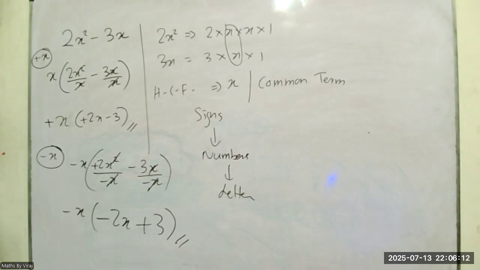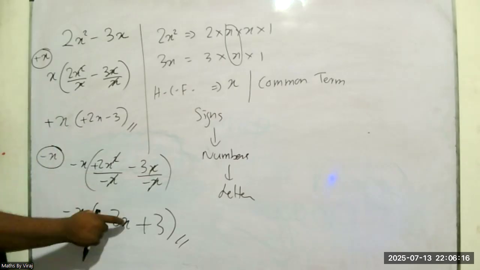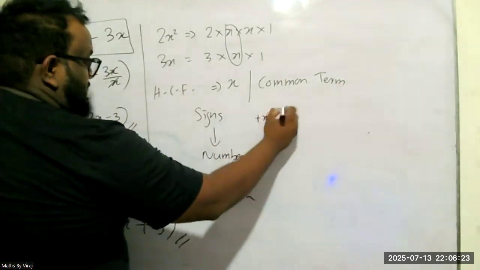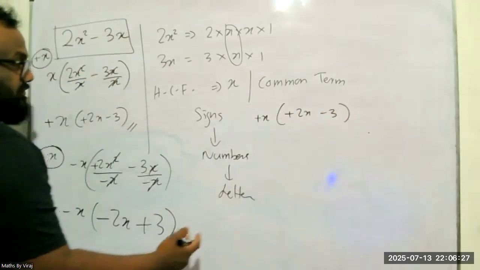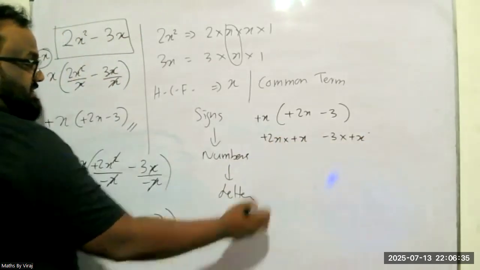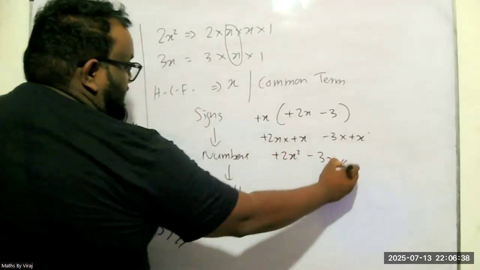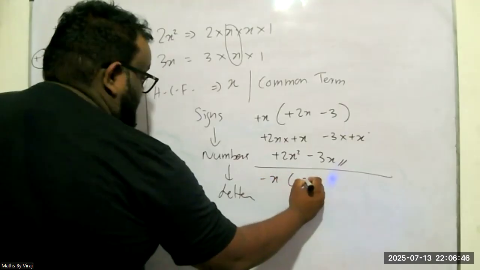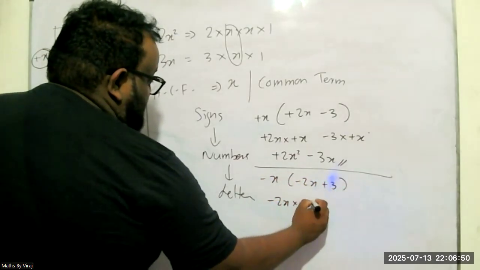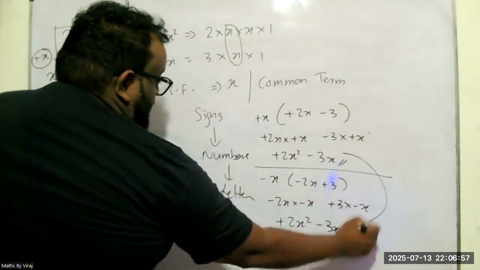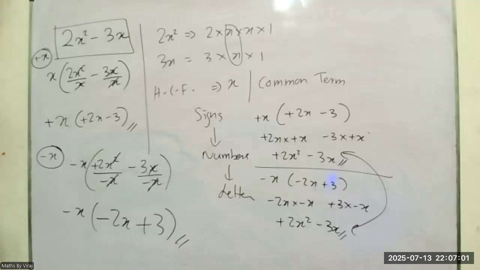This should be as it is, because if you re-expand these, you should end up getting the original expression. For instance, if you multiply and expand, plus 2x into plus x, minus 3 into plus x, that would give us plus 2x squared minus 3x. Did I make myself clear? Yes, sir. If we re-expand this other expression, that would be minus 2x into minus x, plus 3 into minus x, which is plus 2x squared minus 3x. Now you see that in both instances, I've gotten the same expression back when expanded. Are we clear now? Yes.